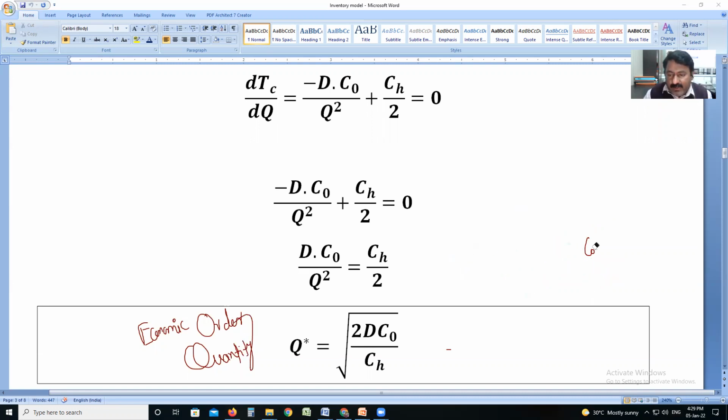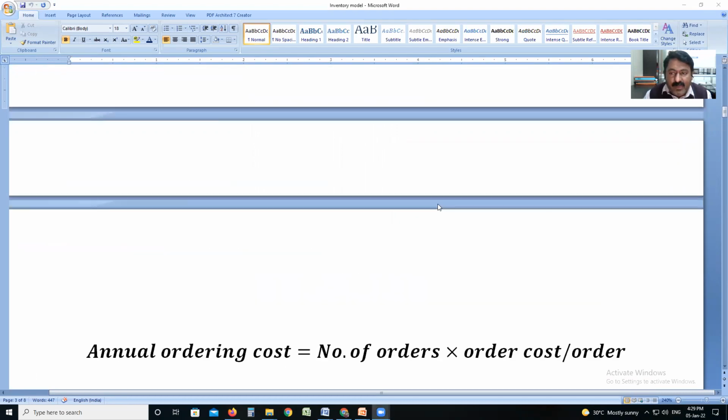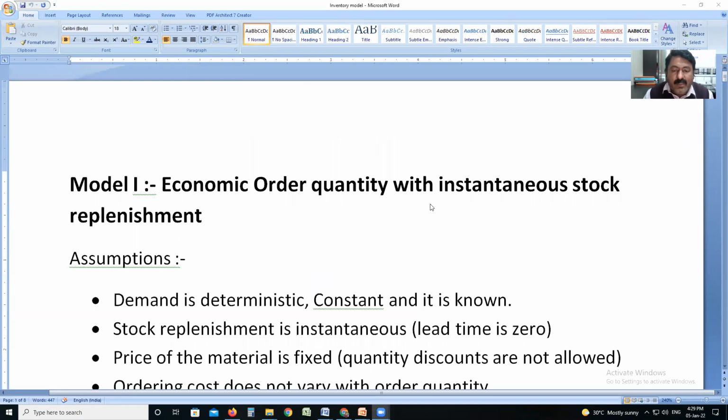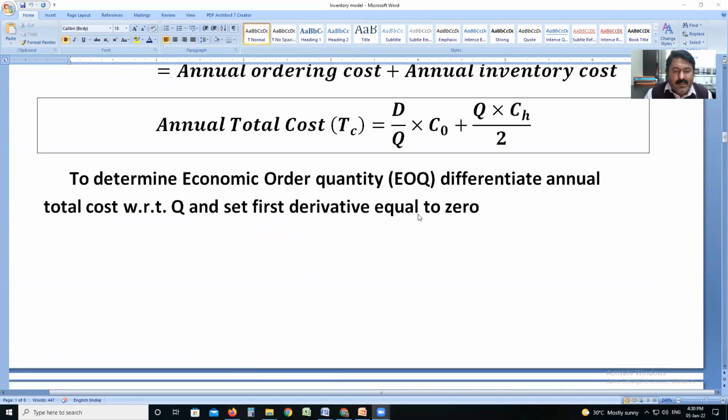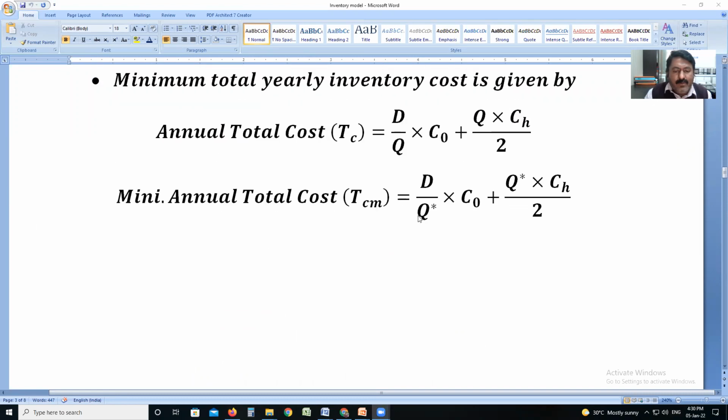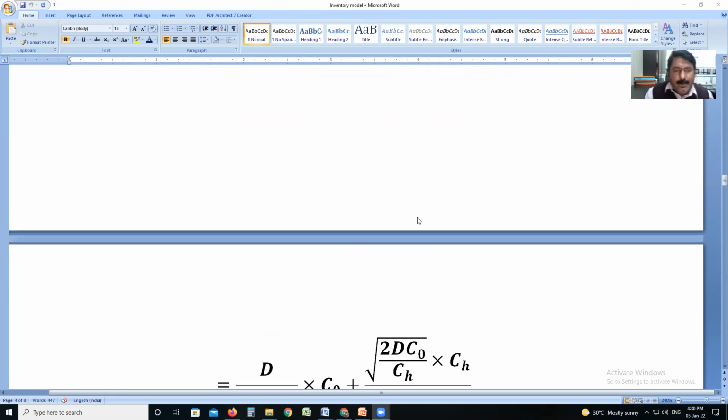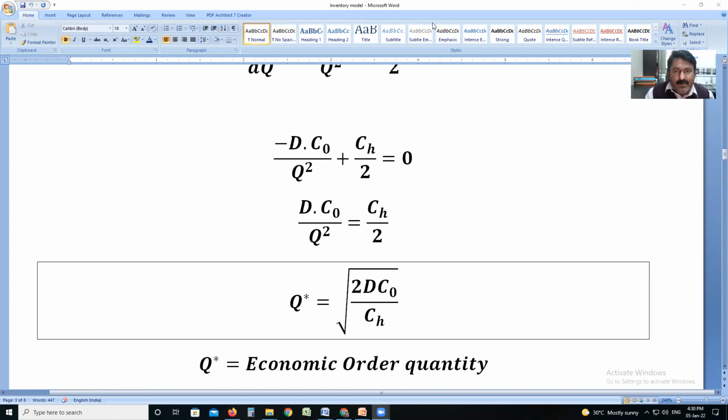Friends, in this way we can calculate the economic order quantity, and this is for the very first method. We have discussed that method, that is the very first model, and the name of the model is EOQ with instantaneous stock replenishment, the basic inventory model. So it is a very basic inventory model, and we have calculated the EOQ. Friends, the problem is not finishing here. After calculating EOQ, let us proceed further.